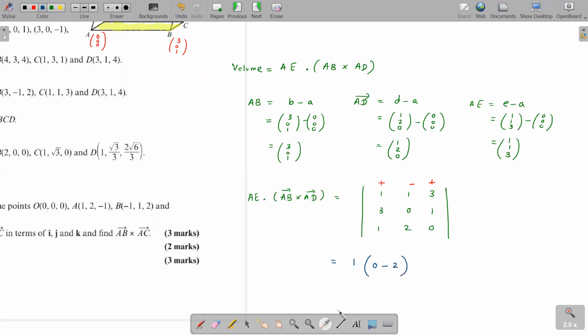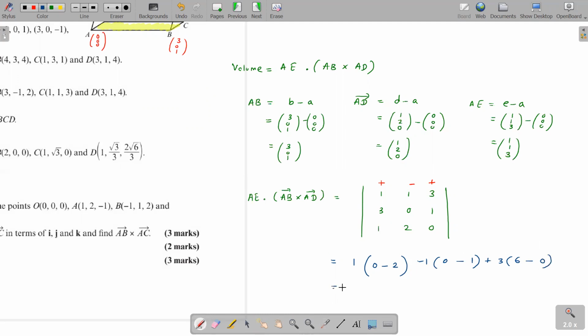That's 2. Then the next one is minus 1. We write the minus 1. Remove the row and column with 1. We get 3 times 0 is 0, minus 1 times 1, which is 1. And finally plus 3 times. Again remove the row and column with 3. Multiply: 3 times 2 is 6, minus 1 times 0 is 0.